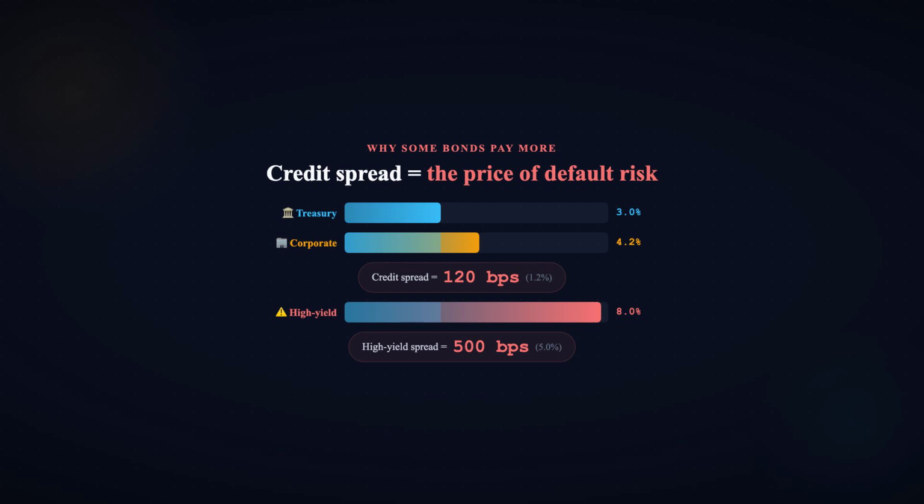100 basis points equals 1%. The wider the spread, the more risk the market sees. Investment-grade companies might trade at 50 to 200 basis points over treasuries. High-yield bonds, sometimes called junk bonds, can trade at 400, 600, or even 1,000 basis points over.